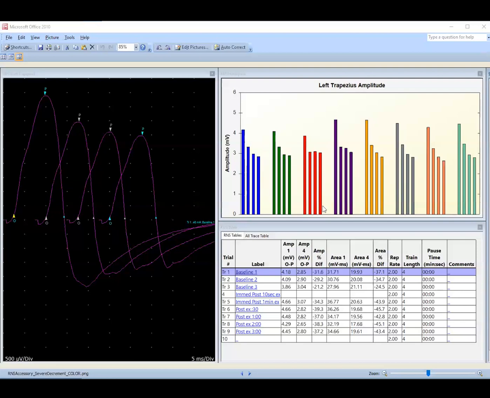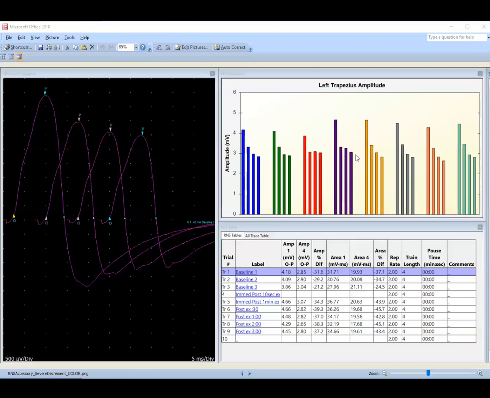The patient here was then exercised. This patient was exercised for 1 minute, followed by another set of stimuli. And you'll notice something here in this histogram, that the amplitude actually increases. So there's perhaps a little bit of pseudo-facilitation, or increment in the amplitude, based on exercise or due to exercise.